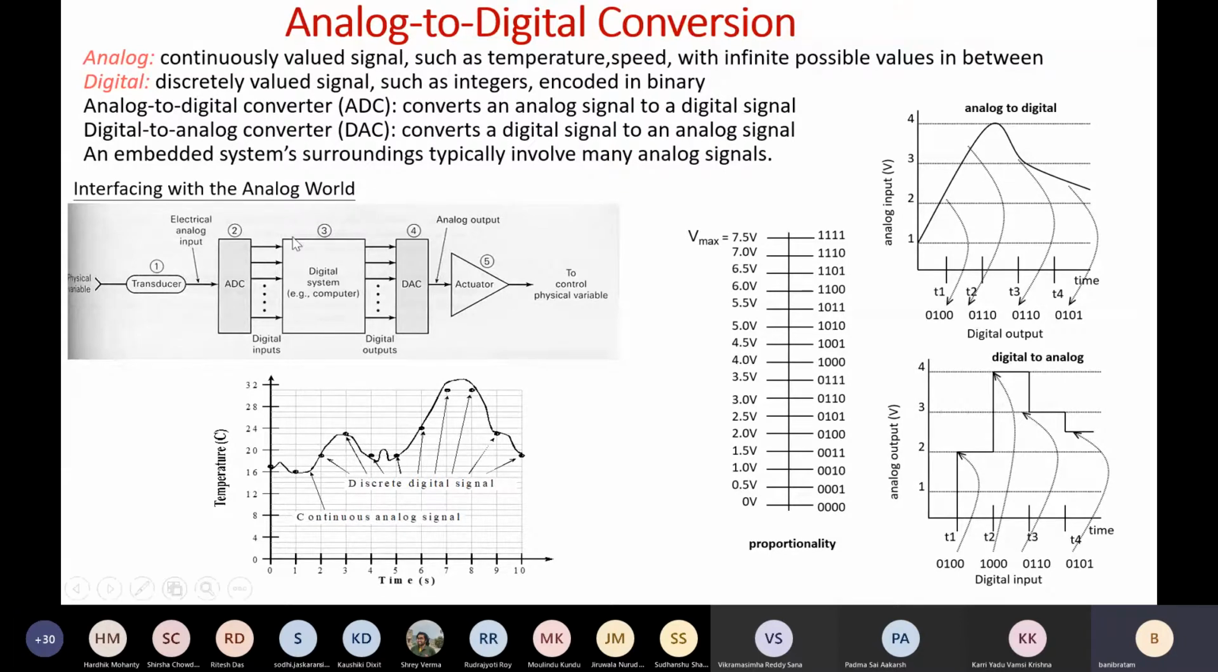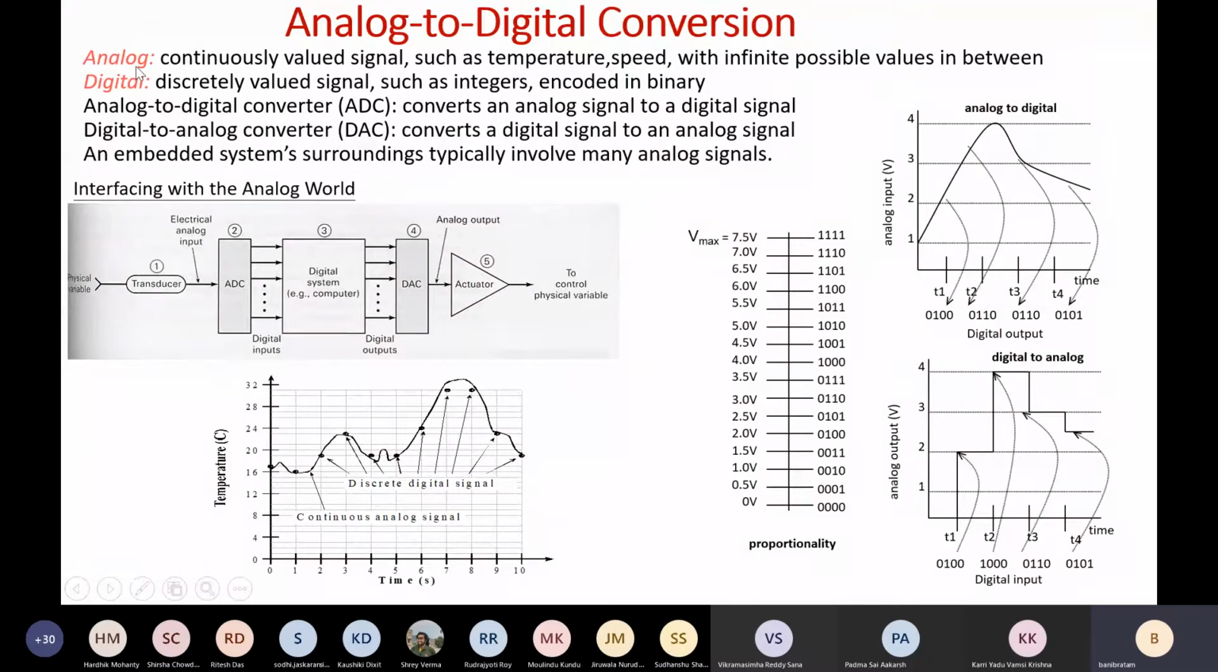Those typically are analog signals which consist of continuous values. You can see this is one analog signal, and typically it can be temperature, speed, pressure, like this. Analog signal means at each time instant we will have a definite value for that particular signal, right?